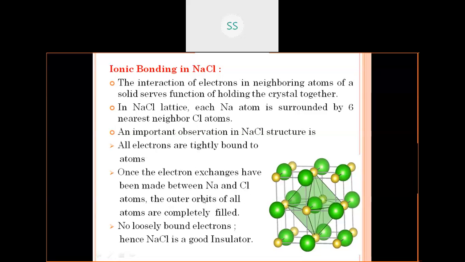So therefore there are no loosely bound electrons and the shell is completely filled. As there are no additional electrons or loosely bound electrons, NaCl acts as a good insulator. So these are the important features of a NaCl lattice.